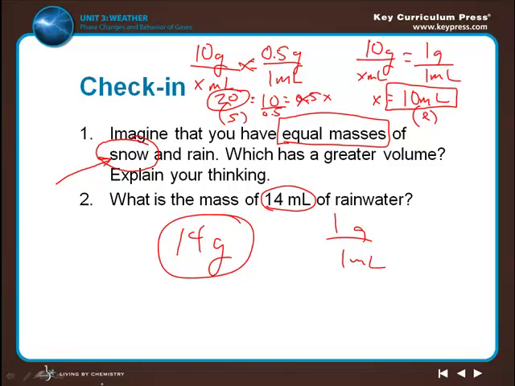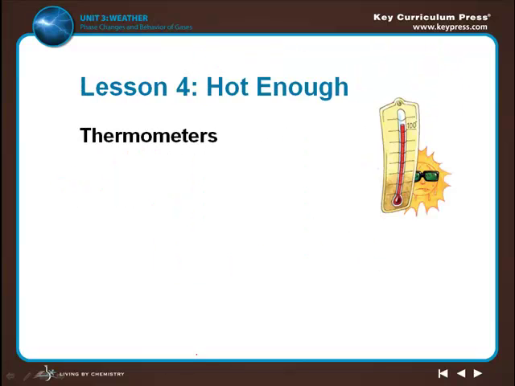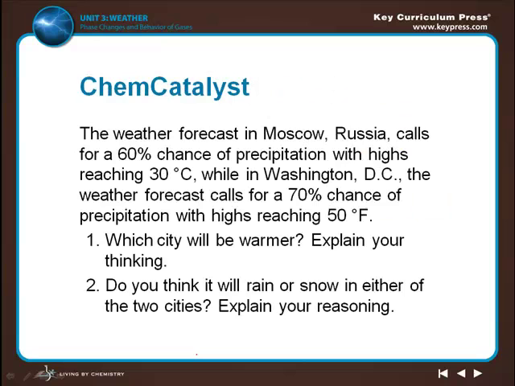It's easy to measure. So now that we know about these proportional relationships, we're now going to look at weather forecasts and one of the details of weather forecasts. So if you look at these weather forecasts here, I want you to determine which city will be warmer and explain your thinking, and do you think it will rain or snow in either of the two cities? So please tell the person next to you what you think as quickly as you read it. Ready, set, go.